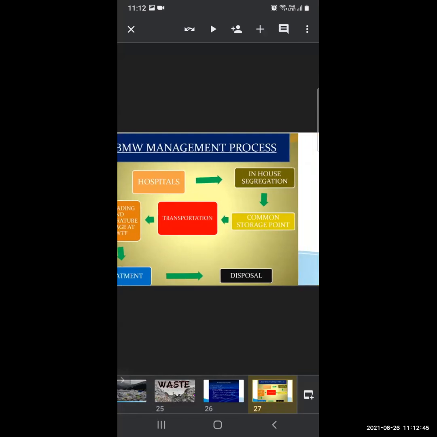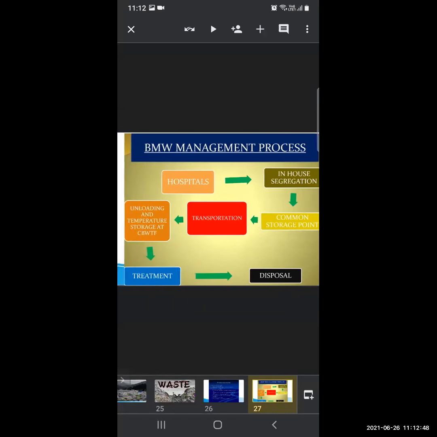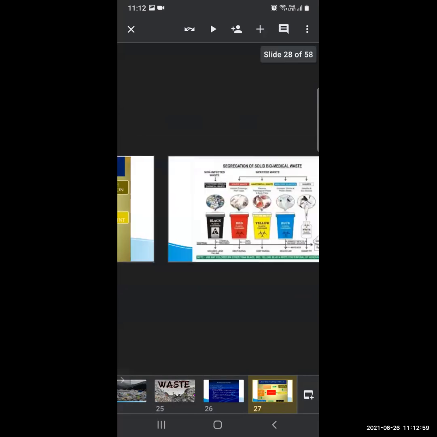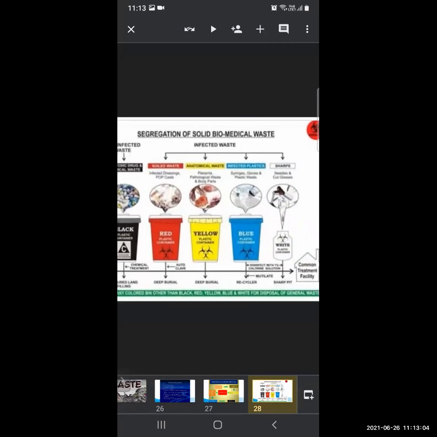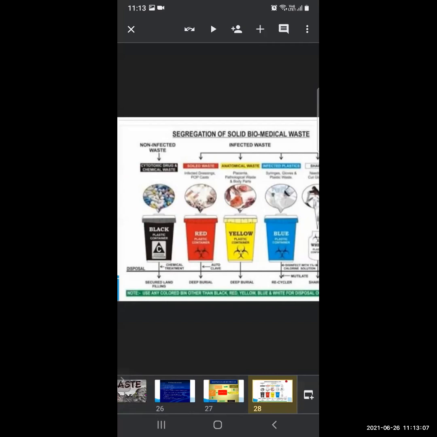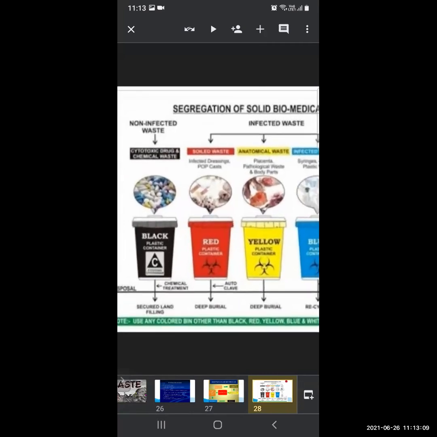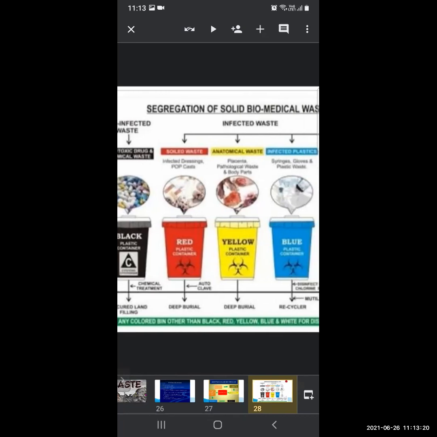Hospitals: in-house segregation, common storage point, transportation, unloading, and temperature storage. This is how they are segregating and following the waste management. This is the main segregation of the solid biomedical waste from the hospitals' waste. For black garbage, red color dustbin, and yellow plastic container.